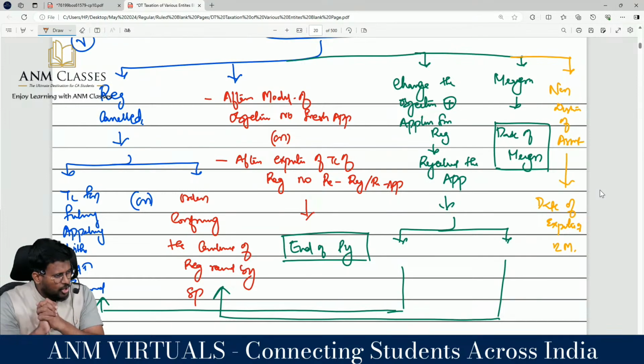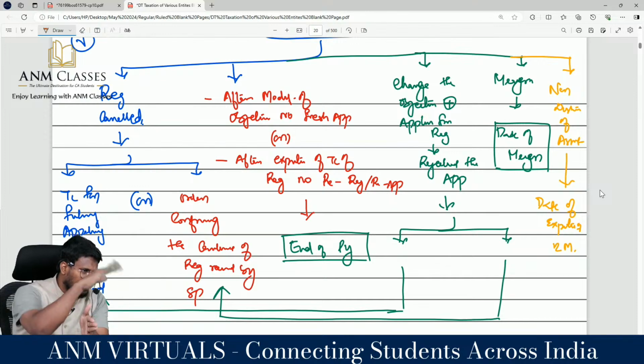With regard to merger, the date of merger, that's a game over. With regard to the non-distribution of asset, then the date of expiry of the 12 months. That is, after 12 months are completed, 14 days, you are supposed to pay the exit tax.